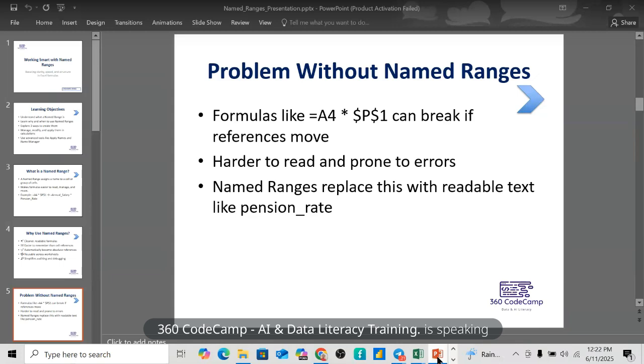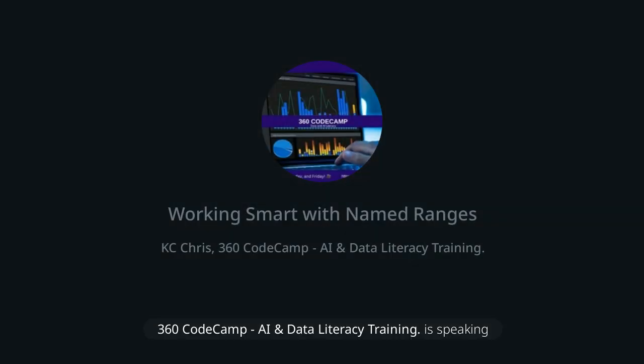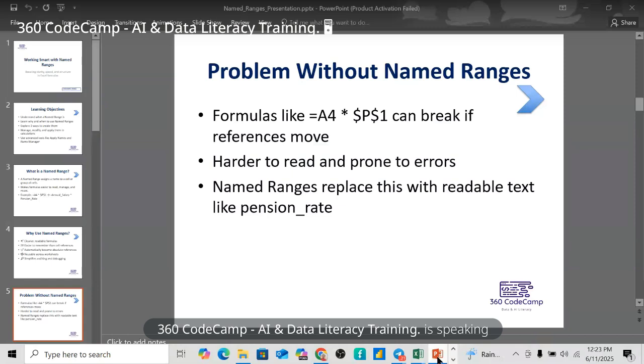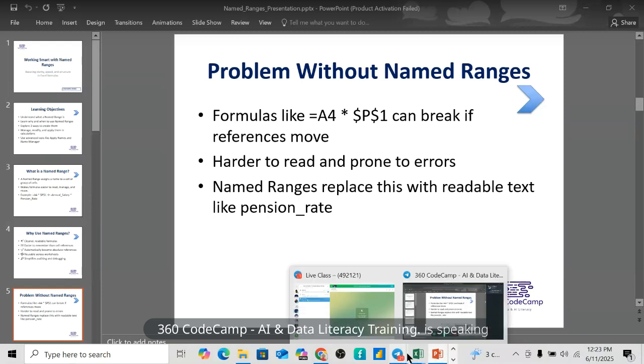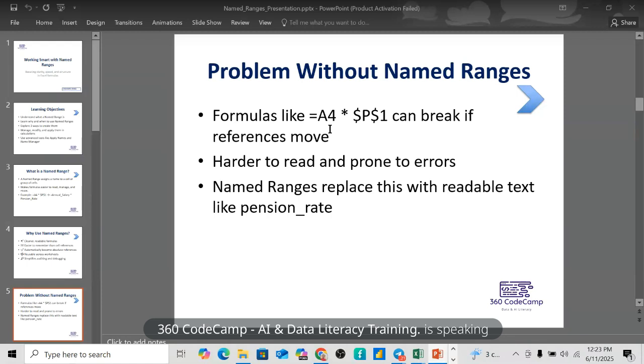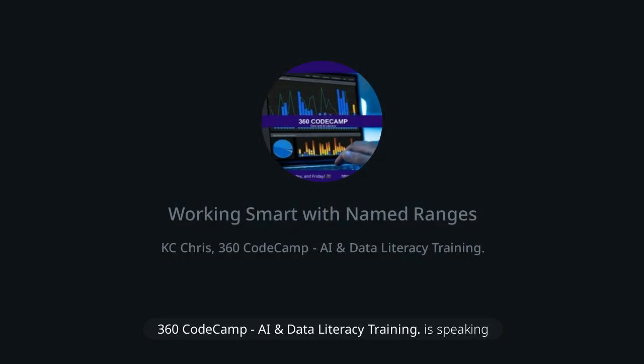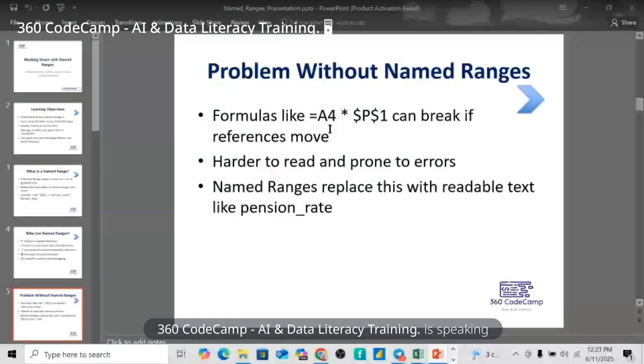Formulas like A4 times P1, which we already used as an example, can break if references move, especially when you don't make them absolute or you forget to. If you use a relative reference, like the A4 that is relative, and the references move, it will break and you might get an error or be misled by the information you have.